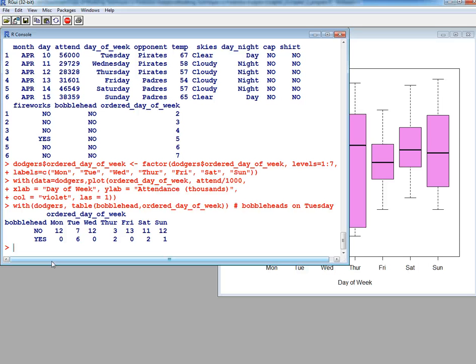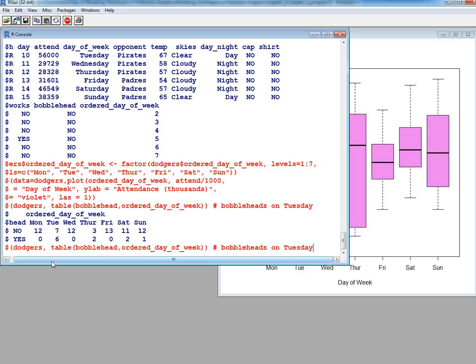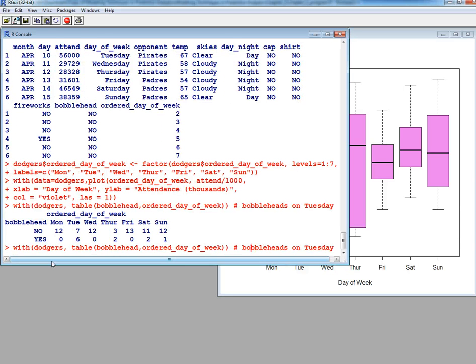So what code did we run? What was the main function we were using here? Table, right? And how many arguments did we put in it? How many arguments are there? 2, right? In fact, let's just try it with the first argument only. Let's run that again with just the first argument. So let's get rid of the second argument, just to simplify things. Table on bobblehead.